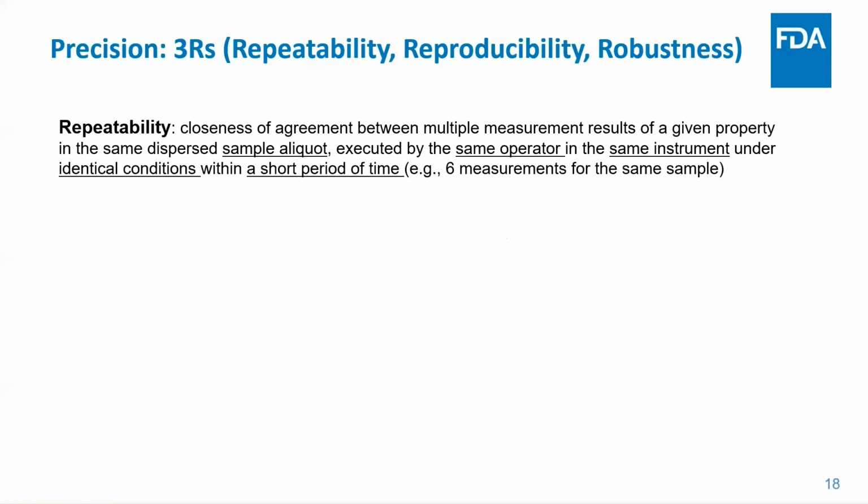So precision, I tend to look at it as three things, 3 R's. These 3 R's are repeatability, reproducibility, and robustness. The first letter of each of the 3 words. Anytime you're thinking about particle size and precision, just think about the 3 R's: repeatability, reproducibility, and robustness. So what is repeatability?